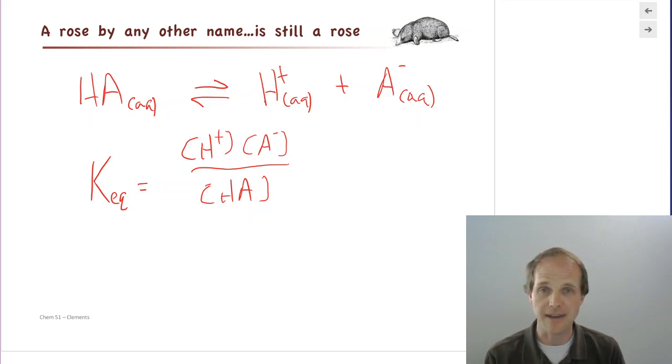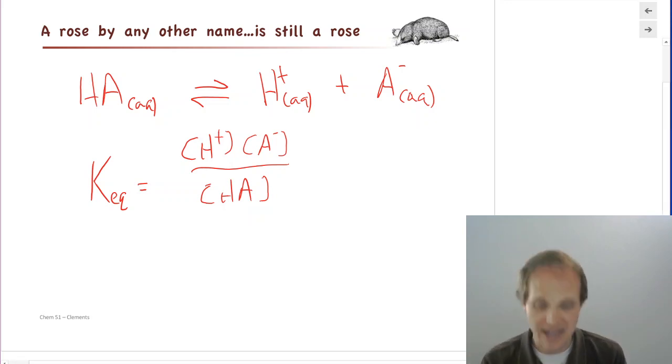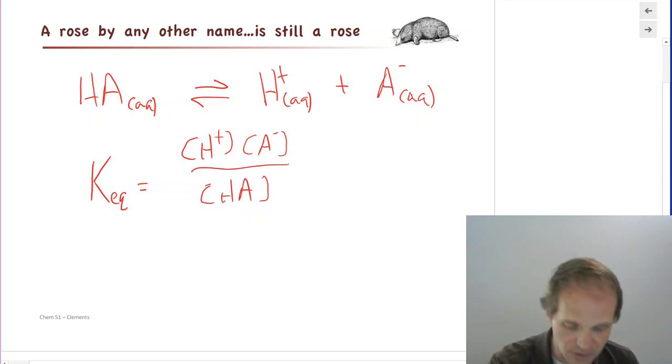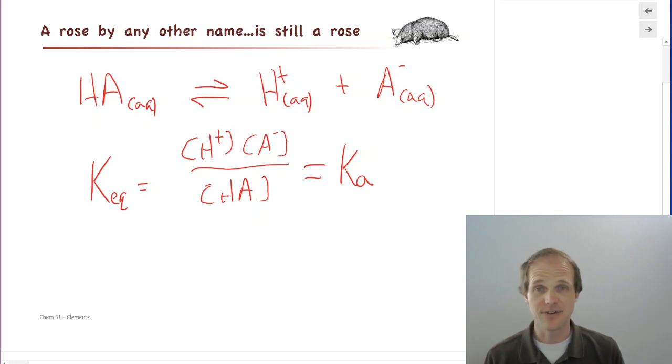You know how to do that. But here's what we're going to do. We're going to say, hey, this is a special case, because acids are so common. We're going to give it its own name. And instead of KEQ, we're going to call it KA. And that's it, folks. That's the only difference between KA and KEQ, it's the A.